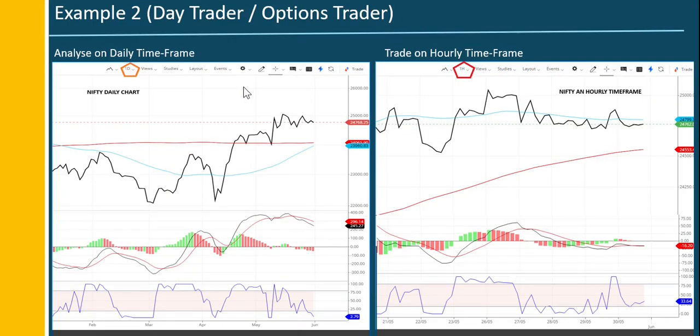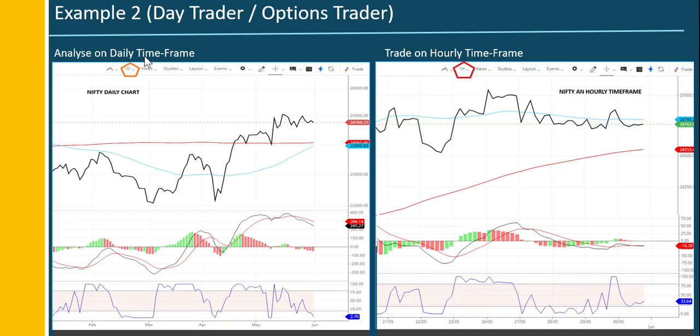So in the previous slide, we analyzed at the higher time frame and, based on whether it's bullish or bearish, we try to take positions on the lower time frames. So in this example, we're going to look at how the day traders and option traders are going to trade. So the expectation is a top-down strategy.